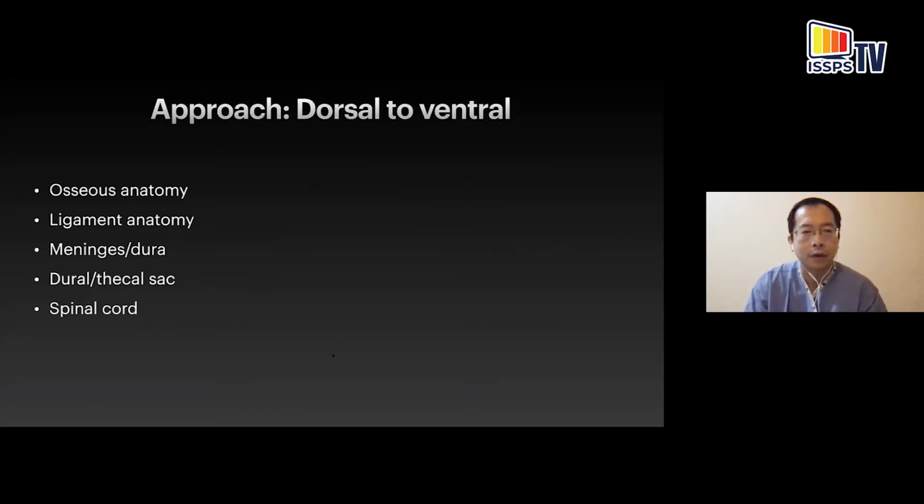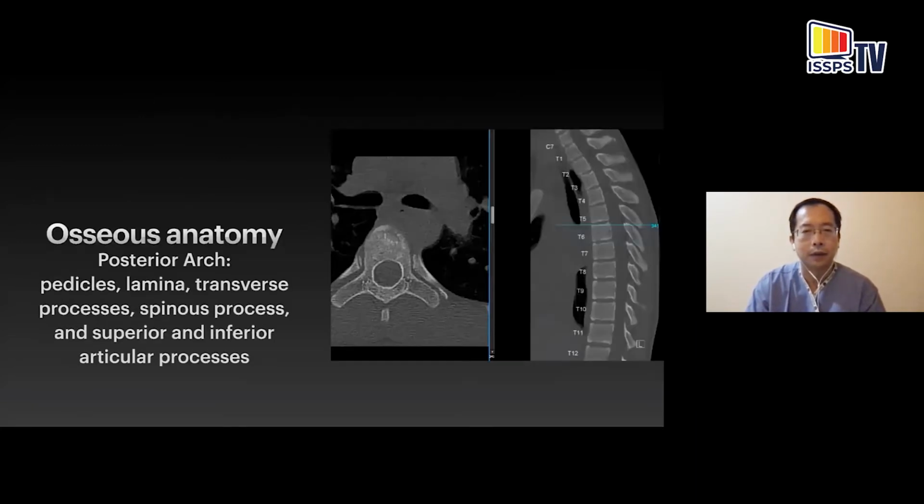So we'll start with the osseous anatomy, and then we'll discuss the ligaments, some of the meninges, the dura, thecal sac, and then the spinal cord. Now, the osseous anatomy in the thoracic spine is different. Taking as your representative vertebra a typical thoracic vertebra somewhere in the mid-thoracic spine, I'm using the T6 vertebra to start with. Now, note here, you have the tip of a spinous process, but that does not belong to T6.